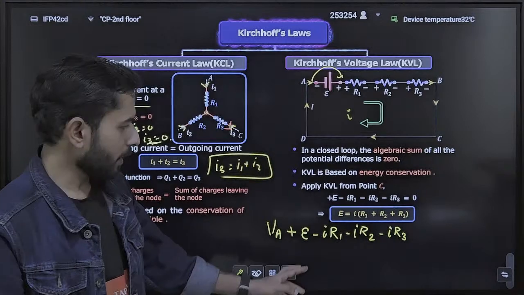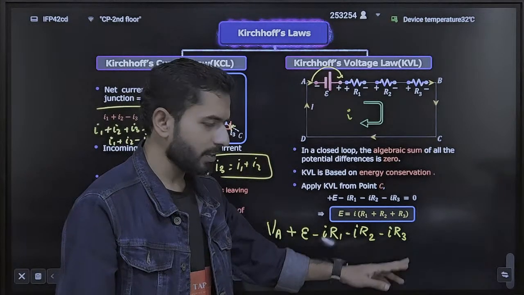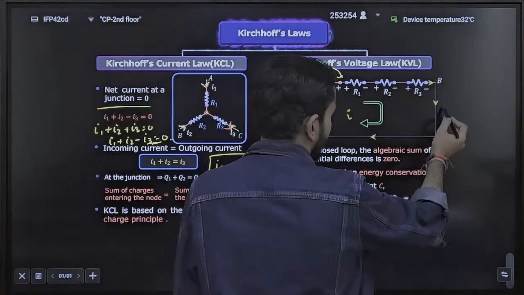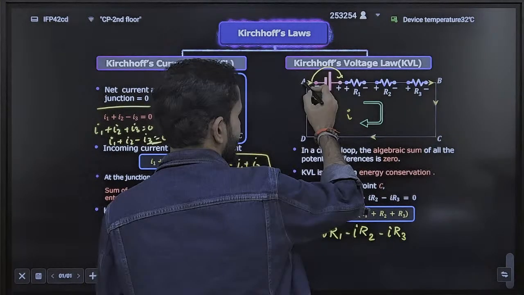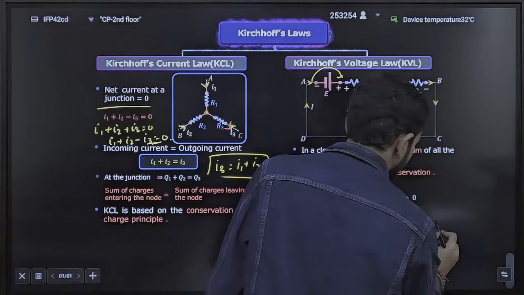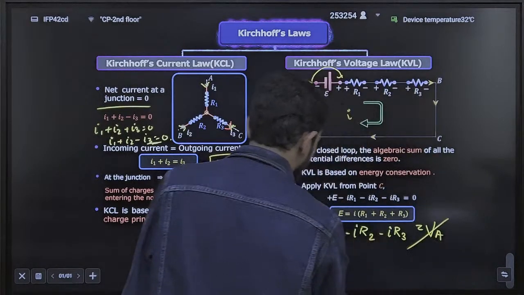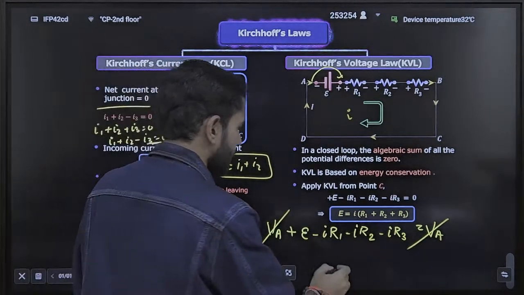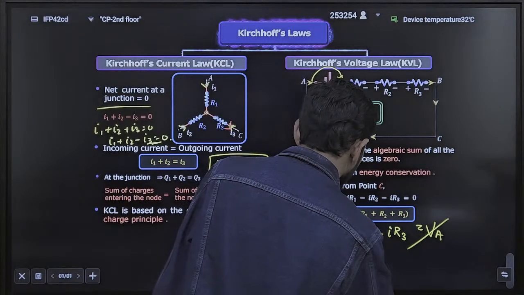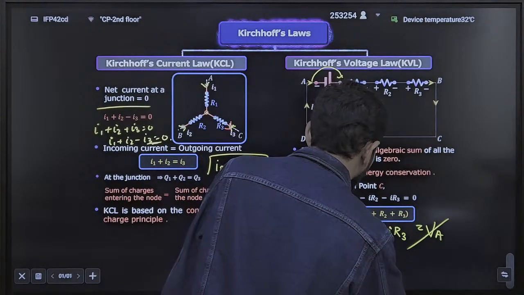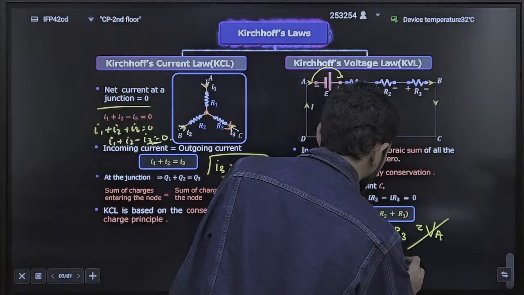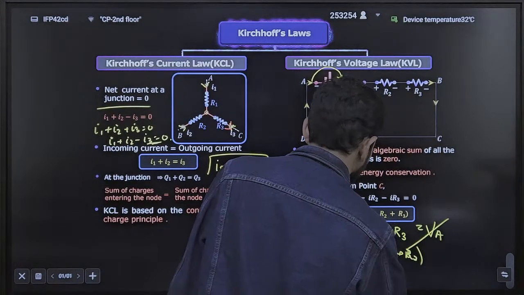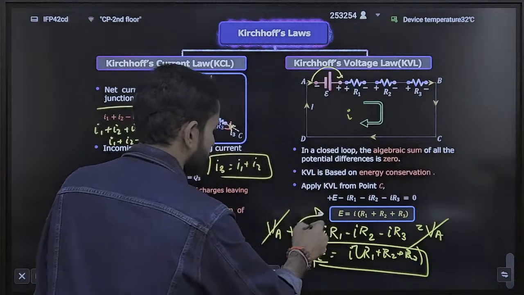What I told you, I am writing the potential difference across, and all these signs are negative. Then can I say all these potentials are the same and again I have reached what point? VA. Can I say this VA will simply cancel, and if it is cancelled, can I write E is equal to I, which is common, times R1 plus R2 plus R? Can I say the same equation is written?